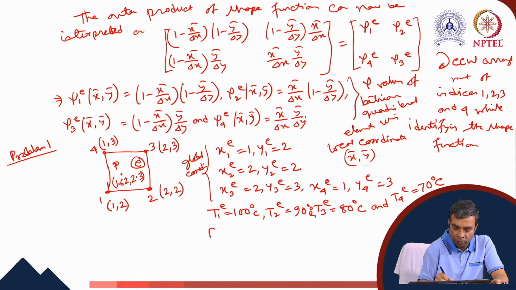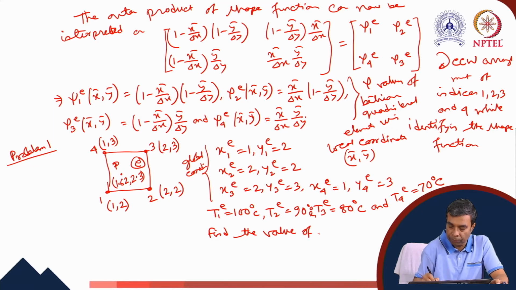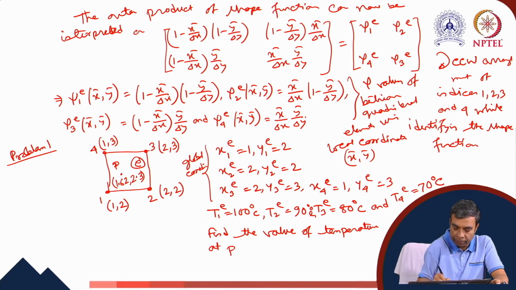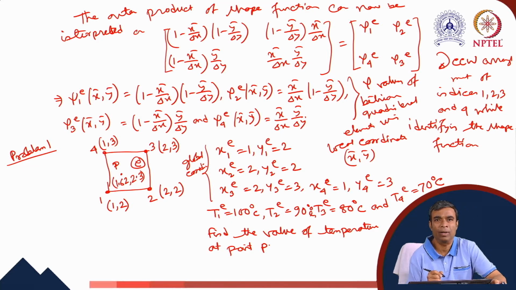So find the value of temperature at point P. The data of coordinates which we have been given are in the global coordinate system. We can use the local coordinate system. We can update all the coordinates in the local coordinate system, including those of point P, and then by using the trial solution expression, we can find out the temperature at point P.